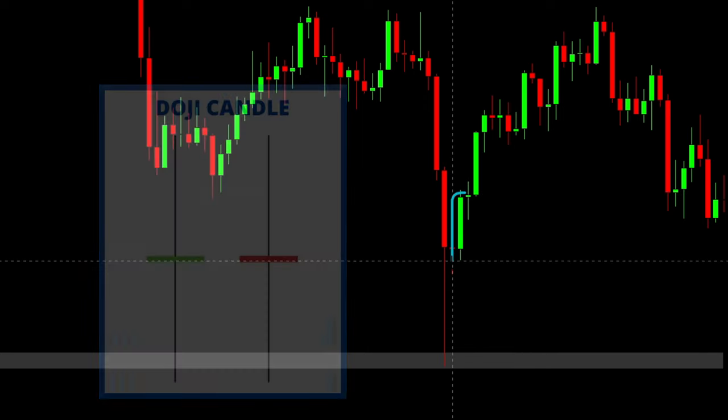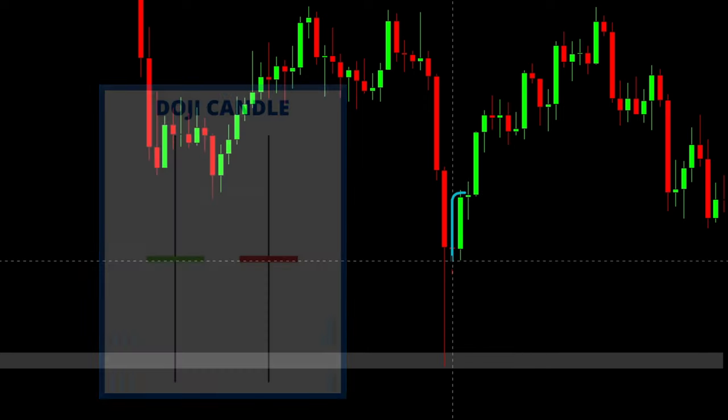Now you may wonder, how do we actually trade this pattern? Well, let's open up our long position right here. The most common entry point is to enter at the candle close after the gap up. We can actually use our rectangle tool here to mark the gap so we see the gap more clearly.